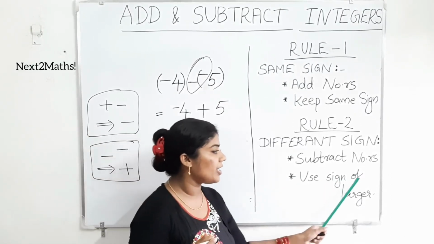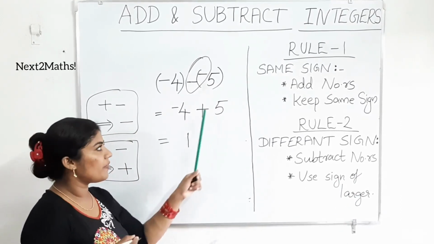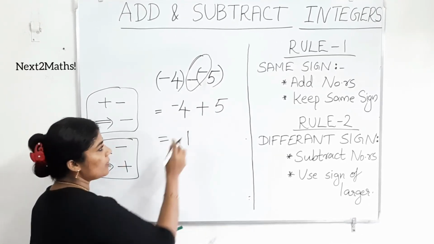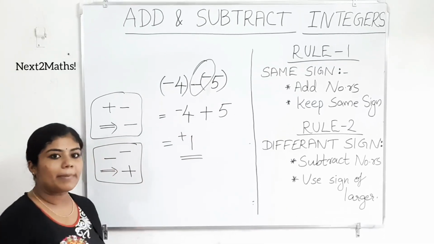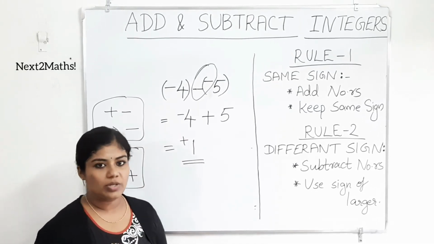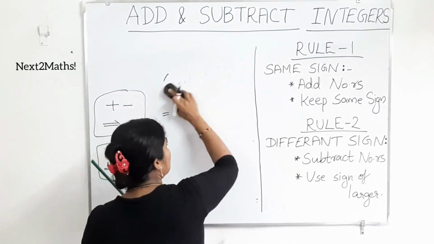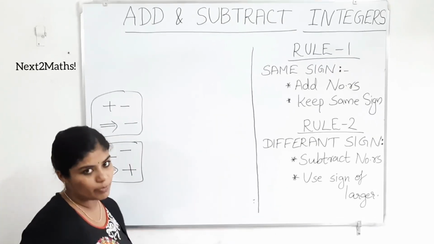Then use the sign of the larger number. So 4 or 5, which is larger? 5 is the larger one. 5 has the sign plus. So addition. So plus 1. So your answer will be plus 1. Understood? So I will write one more example. We are doing more examples for clear understanding. Then only can we start with our textbook exercise.